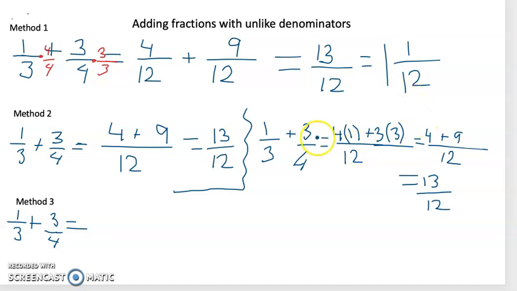So this is the second method. You can actually just write down the 4 and 3 here and then just multiply and add, or you can just in your head go 12 divided by 3 is 4 and 4 times 1 is 4.